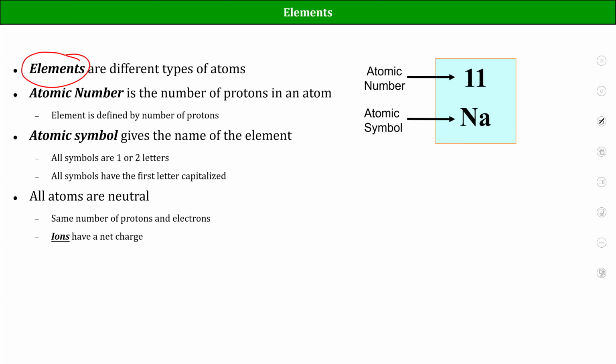What's the overall charge in that nucleus in the middle of the atom? That's going to be our definition for our different types of elements. Different elements have different numbers of protons.